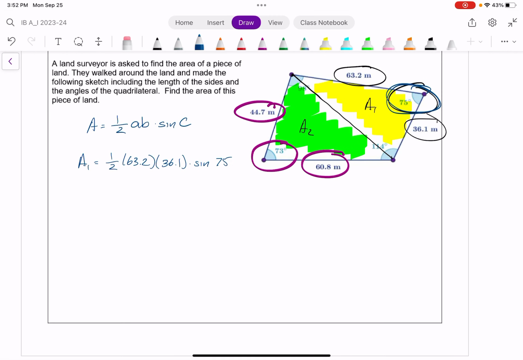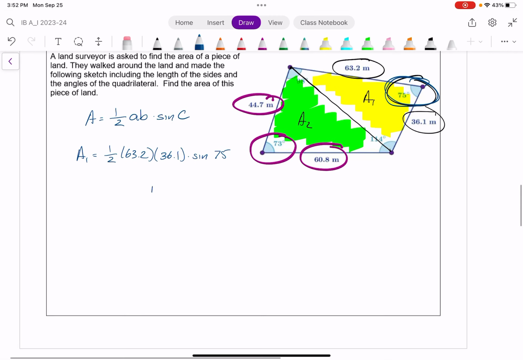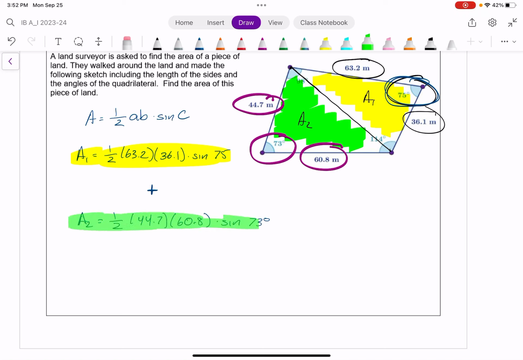Now, that said, I can find that, or I can just realize I don't really care about that number, no offense to it. I want to add it to the other one, so I want to add this to A2, which is 1/2. This is going to be, looking at the triangle in green, 1/2 times 44.7 times 60.8 times the sine of the angle between them, which is 73 degrees. So everything you see highlighted in yellow applies to A1, everything highlighted in green applies to A2.